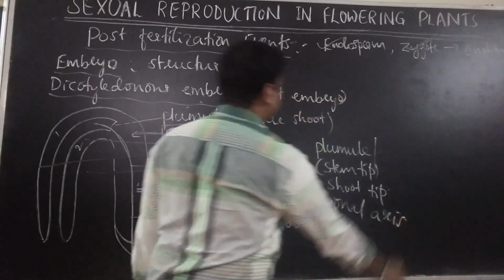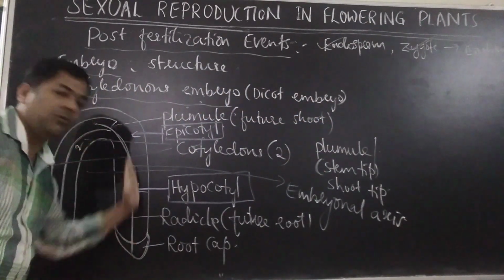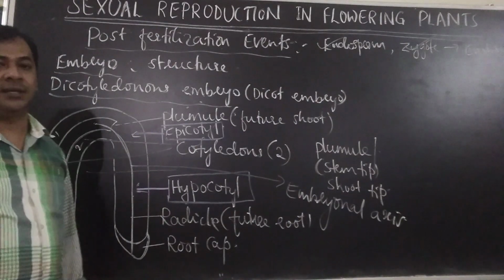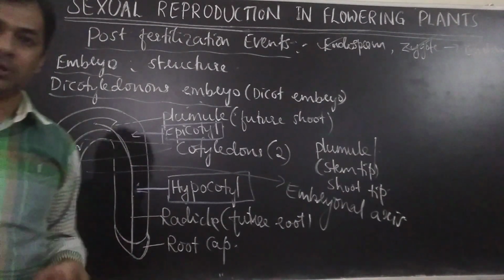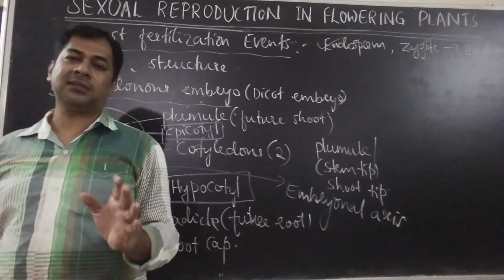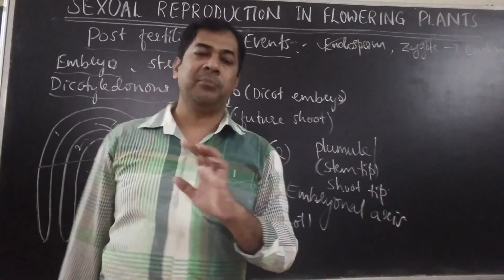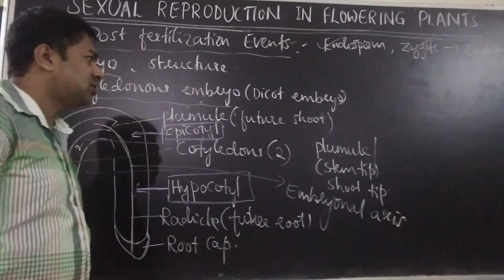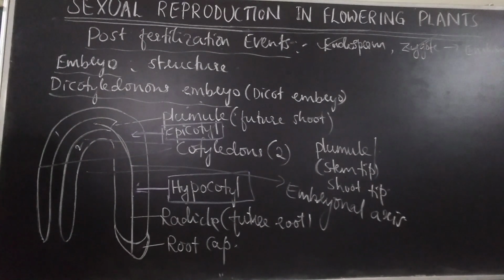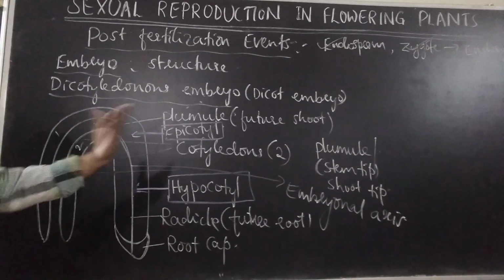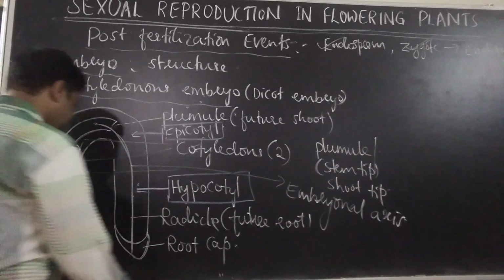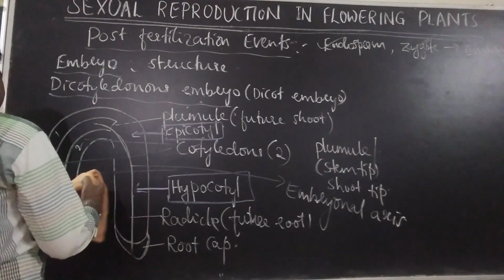Embryonal axis. The axis is the central line that you see. It is not labeled in the book, but they have mentioned embryonal axis, and you should know what is meant by it. So this is the structure of a dicot embryo. Next we will see the structure of a monocot embryo.